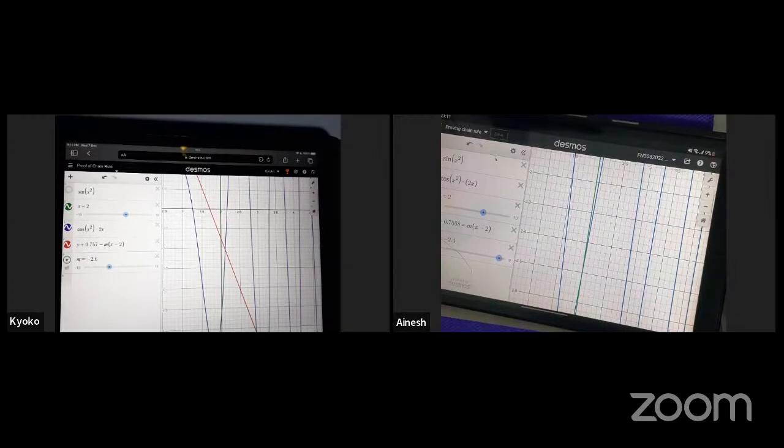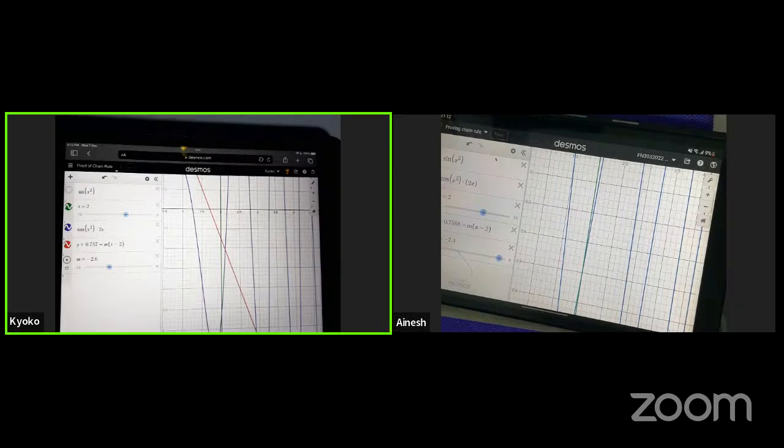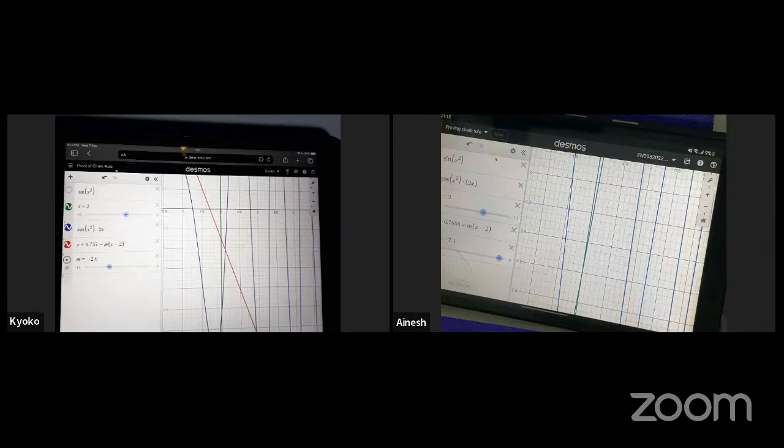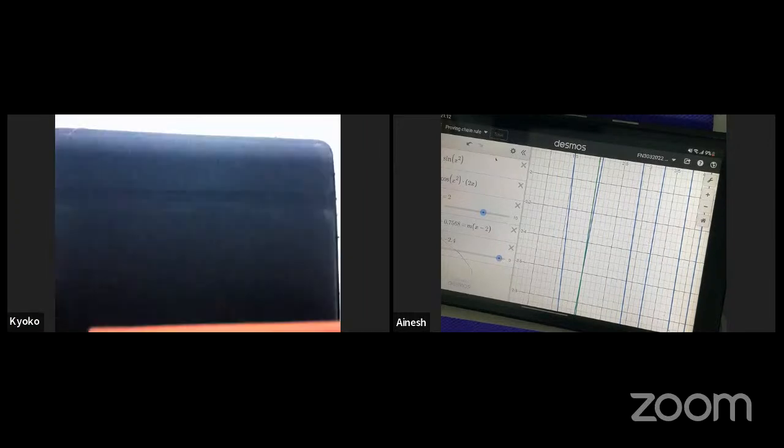Okay, are you ready to apply chain rule, product rule, and quotient rule yourself, Ainesh and Kyoko? Yes. Okay, so go to page 5. I will have created something for you.